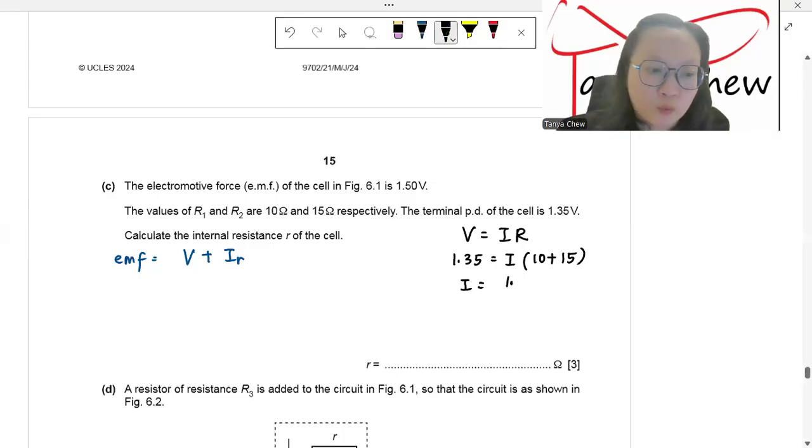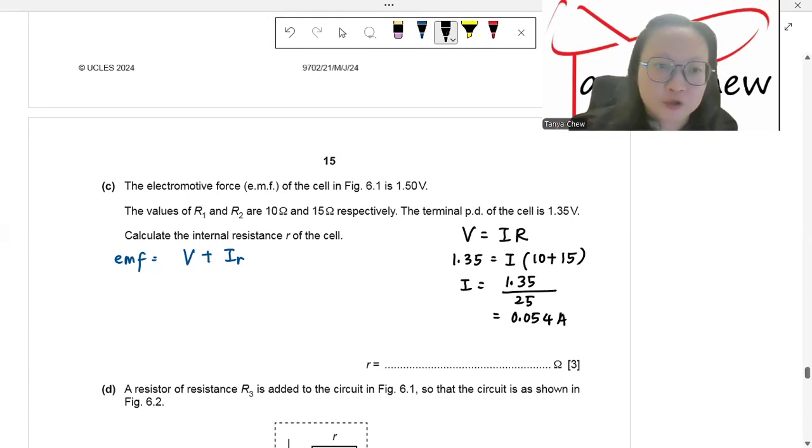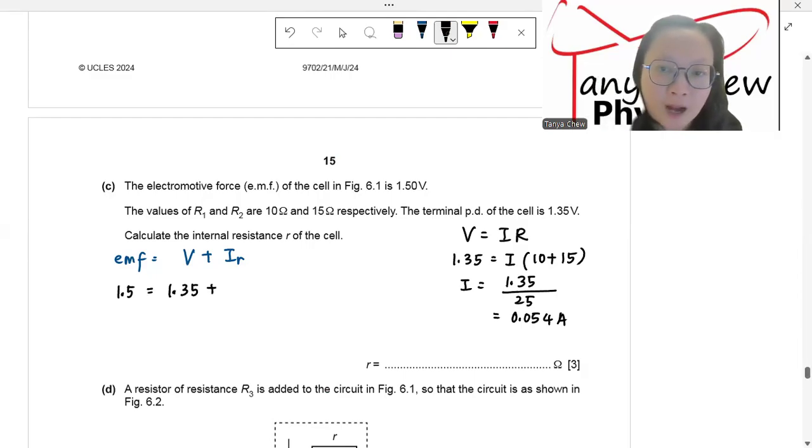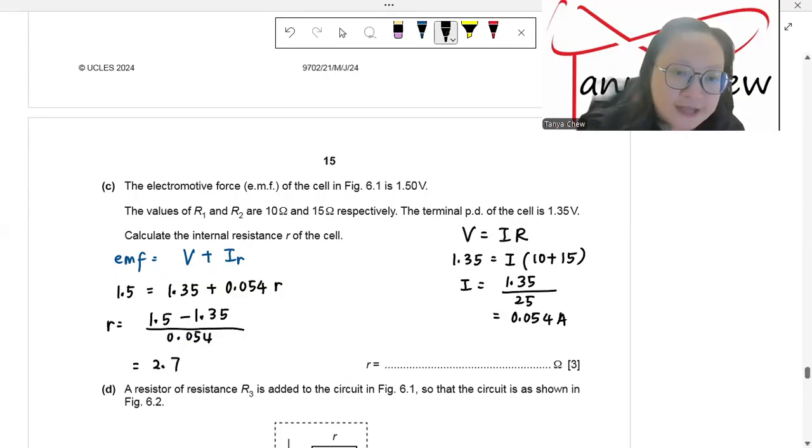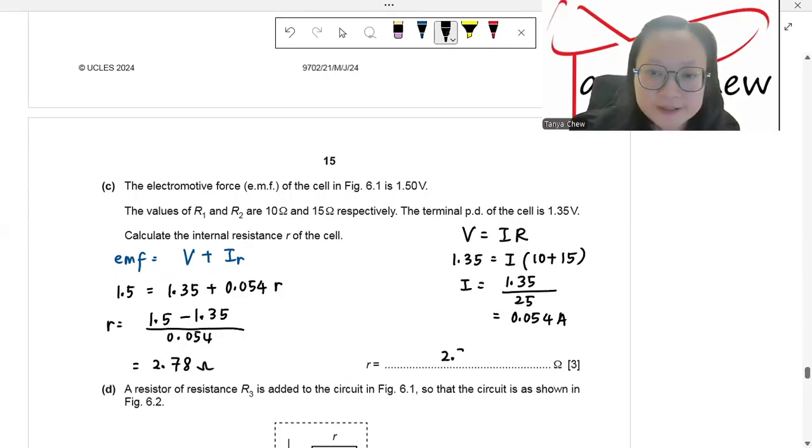Therefore, I is equal to 1.35 divided by 25, and your I value is 0.054 amperes. Sub into the equation. EMF of the cell is given as 1.5, V is 1.35, plus I, which is 0.054, times the internal resistance. So the internal resistance is (1.5 - 1.35) divided by 0.054, which gives you 2.78 ohm. 2.78 ohm is my answer.